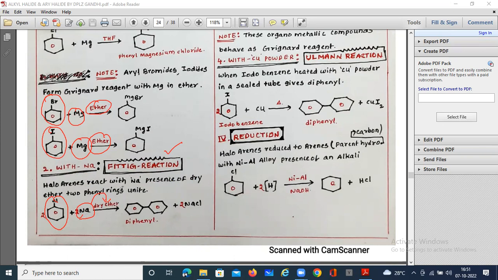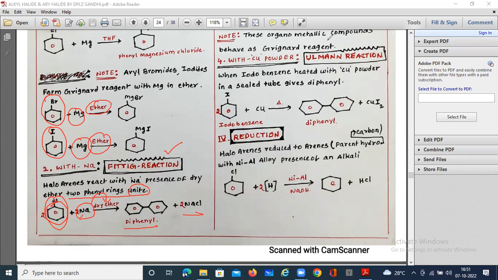Whereas with haloalkanes, alkanes are obtained, meaning alkyl halides are converted to alkanes. But what about over here? Not alkanes. Here, one phenyl ring is combined with another phenyl ring, so two phenyl rings unite. Simply we can say that diphenyl is obtained in the Fittig reaction. And what is the byproduct? Sodium chloride. So please check the balance in the equation.